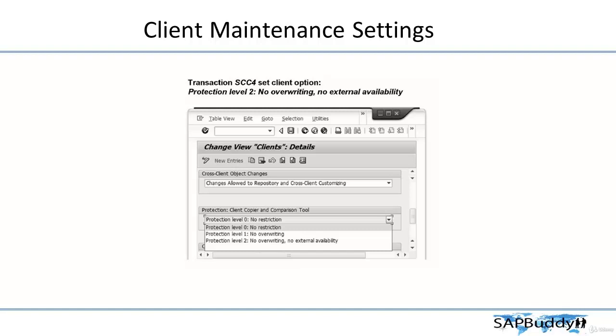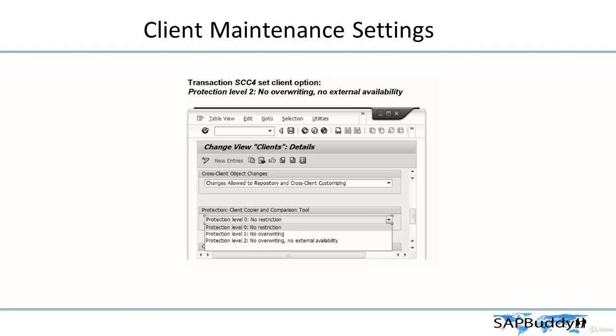The first option is protection level 0, that is no restriction. That means it is allowed to do the client comparison and client copier. But if you have protection level 1, that is no overwriting, this protection level ensures that the client cannot be overwritten by the client copy program. This setting can be used when customizing is performed in a client that contains critical settings or data that should not be overwritten. Then we can use this protection level.